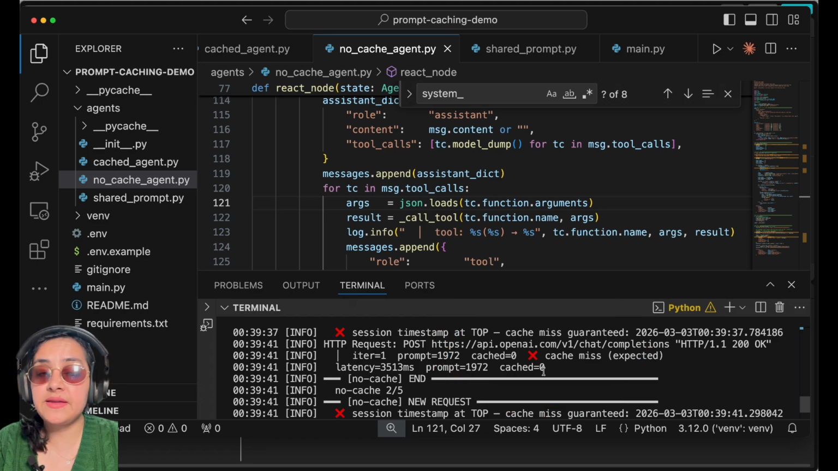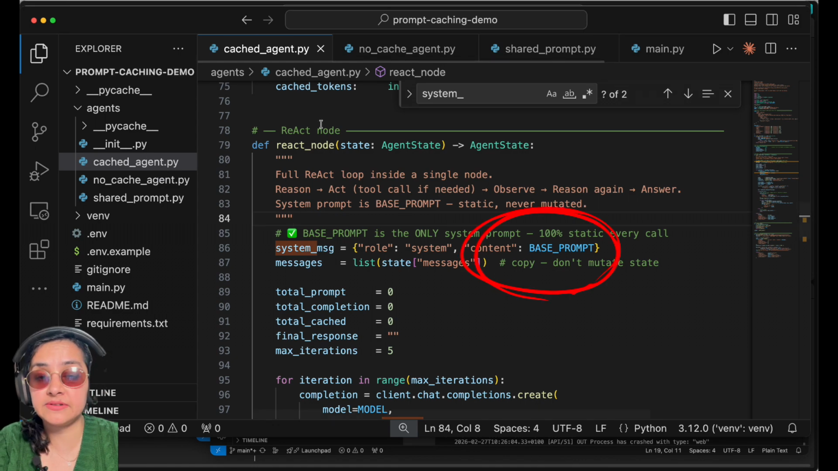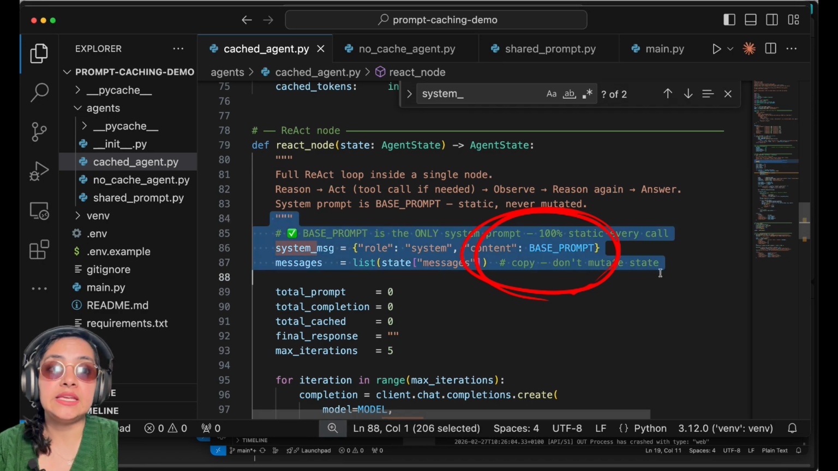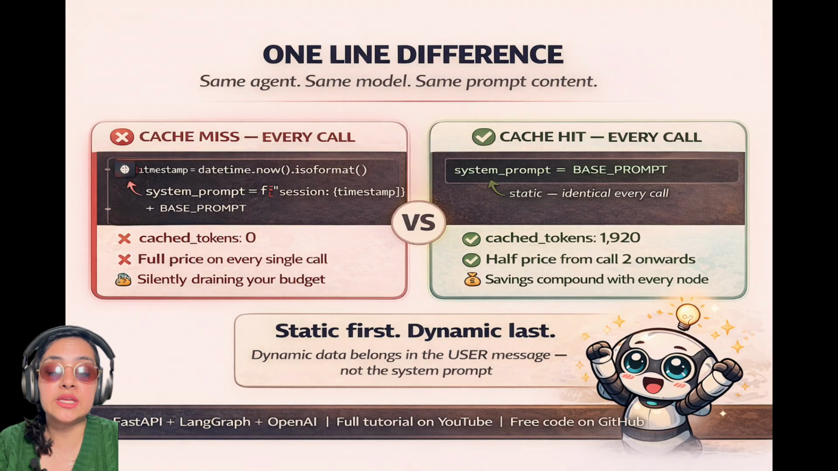Now the fixed agent, same file structure, same graph, same tool. Watch what changed. Here the system prompt is 100% static, never changes. If something changes, put it at the end. Here, the base prompt, which is Coach Alex's full personality, nutrition knowledge, training guidelines, is the entire system prompt. Nothing prepended, nothing dynamic. OpenAI sees the same 1950 tokens at the start of every call. Cache hit from call 2 onwards. If you need dynamic session data, put it in the user message.